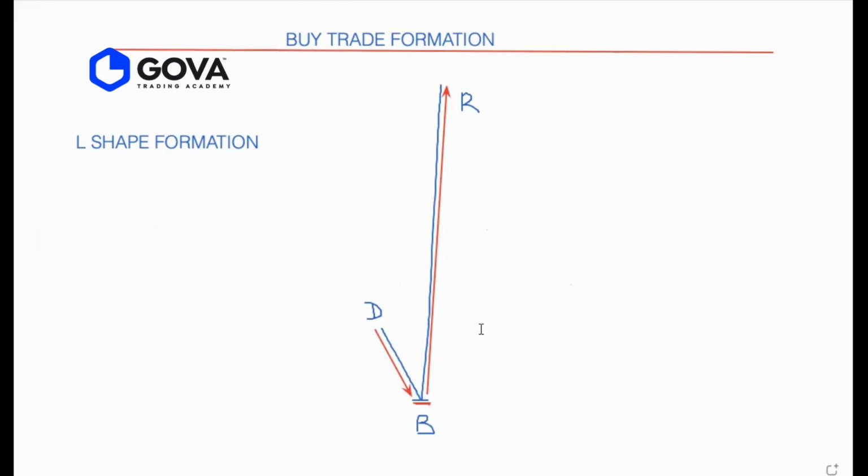So this L-shaped formation is also known as a drop base rally. It is also known as a drop base rally. Okay. That is it for a buy trade formation.